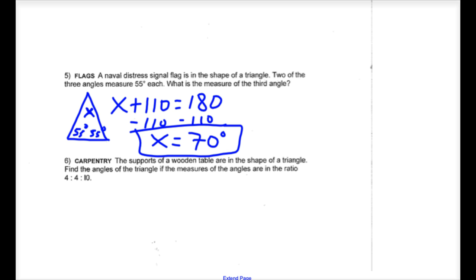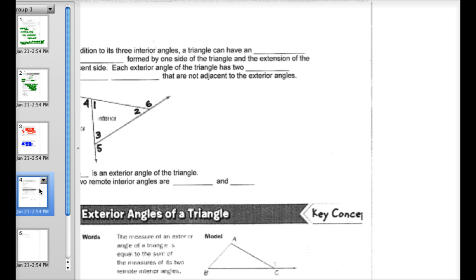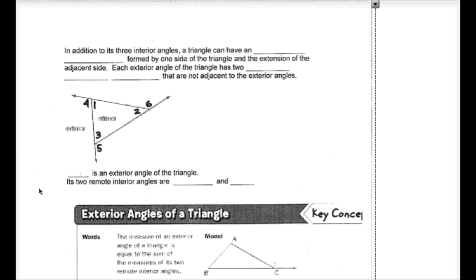Skip 6. Let's talk a little bit about exterior angles. This is brand new stuff. You're going to learn a new theorem today, too. In addition to its 3 interior angles, a triangle can have an exterior angle.